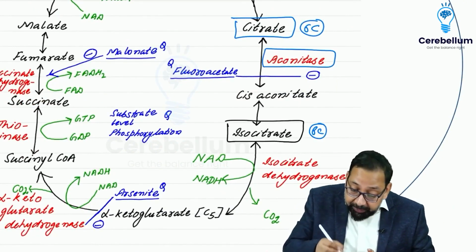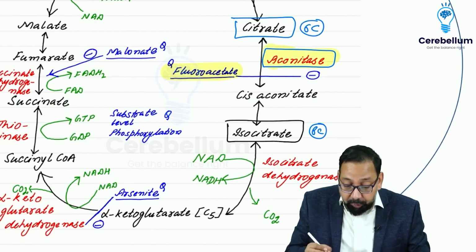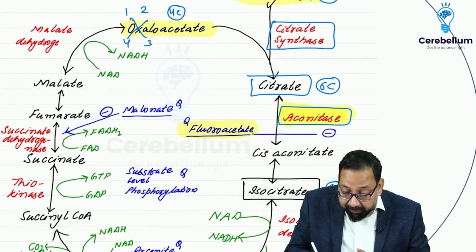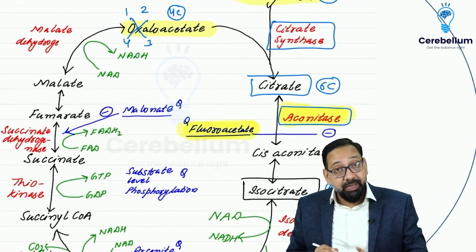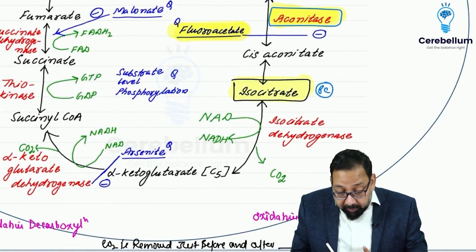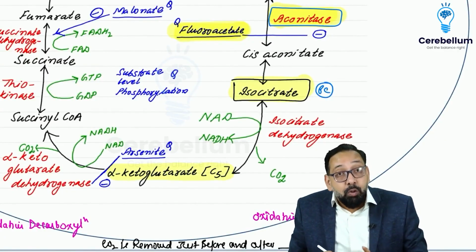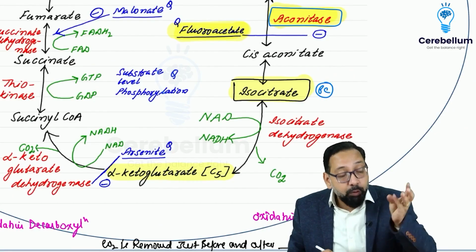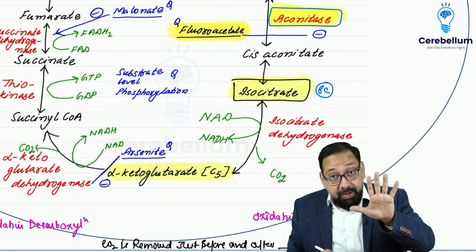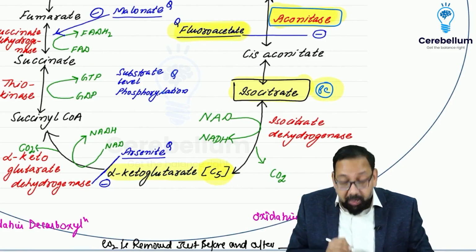And this aconitase is inhibited by fluoroacetate. It is a frequently asked question that in the Krebs cycle, aconitase is inhibited by fluoroacetate. This isocitrate having 6 carbon is converted to alpha ketoglutarate, 5 carbon. So glutarate, glutamate, glutamine, 5 carbon atoms are there. So a 6 carbon compound is converted to a 5 carbon compound.